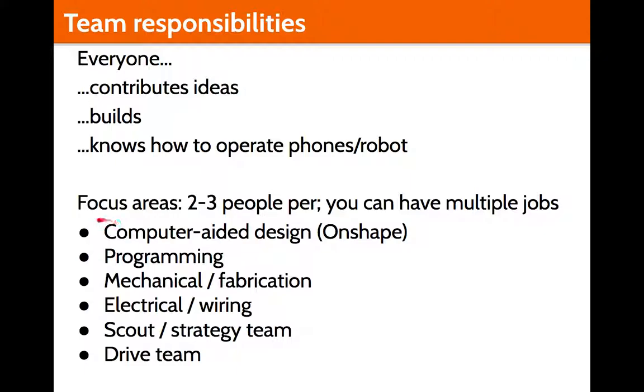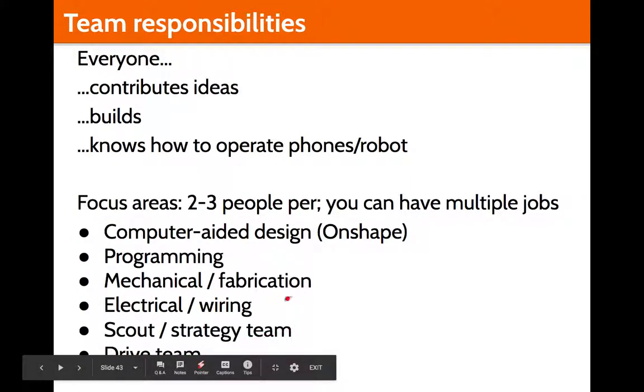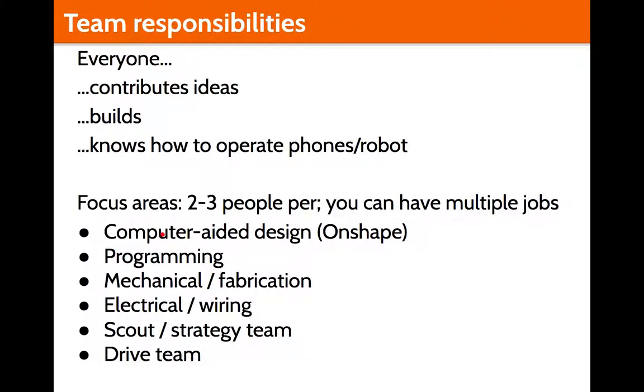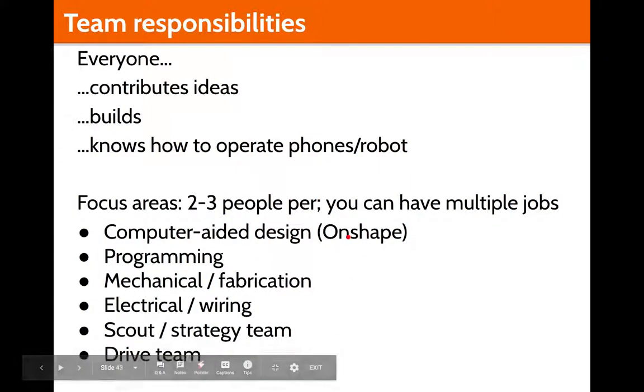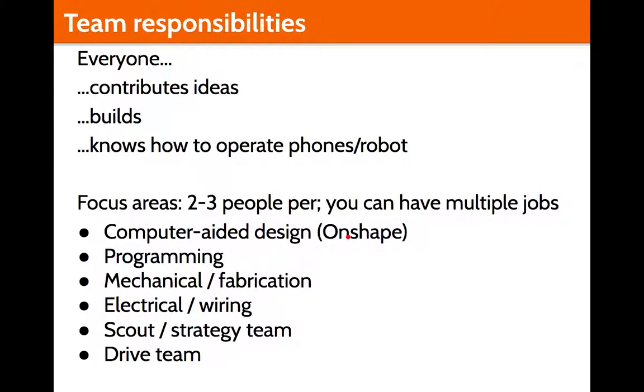Now, these are suggested focus areas, just like the different parts of the robot. In terms of having multiple people assigned to it, you want to have at least 2, if not 3 people working on these areas. You can have multiple jobs. And hopefully everybody knows enough of the basics to have a conversation about it. They may not be able to teach it. They may not be able to lead the development right away of a particular area, but at least you can have a conversation about it.